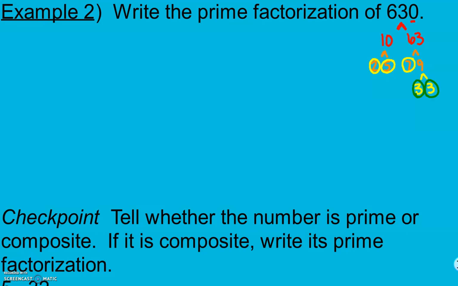So I'm going to write this in prime factorization. I have a 2 times my next smallest number, 3, times a 3, times a 5, times a 7. And the only other thing I'm going to do here, guys, is I'm going to simplify this just a little bit. 2 times 3 times 3 is 3 squared times 5 times 7. And that is my prime factorization.